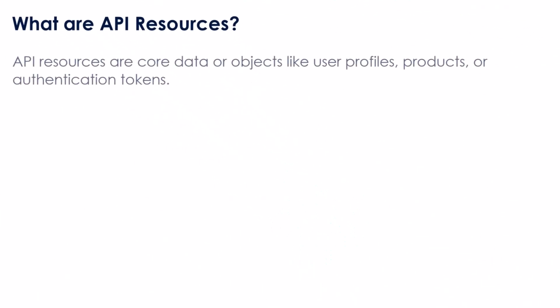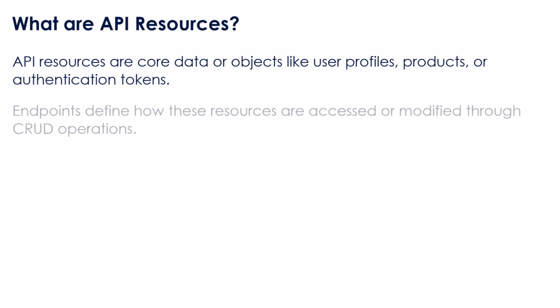API resources are the data or objects that an API can manipulate or provide. These resources can be tangible entities like user profiles or products, or abstract concepts like an authentication token. Essentially, resources are at the core of an API, and the endpoints define how these resources are accessed or modified.